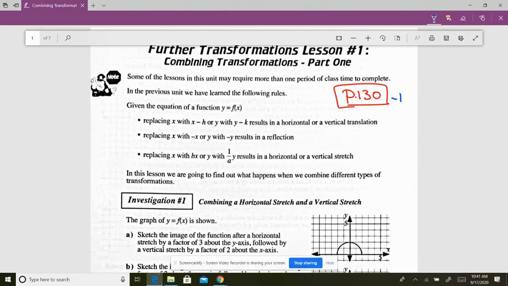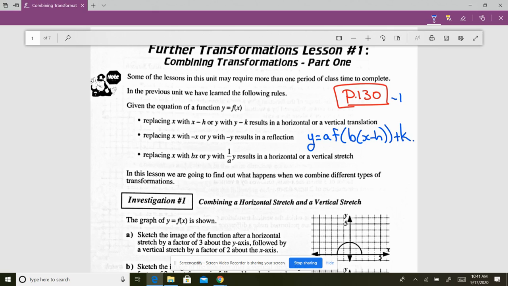Formula, to the a f of b x minus h plus k. Now that is the formula. We're not going to add any more variables to it. Okay, and it looks like there's a lot of variables. But you know we've done each one separately.